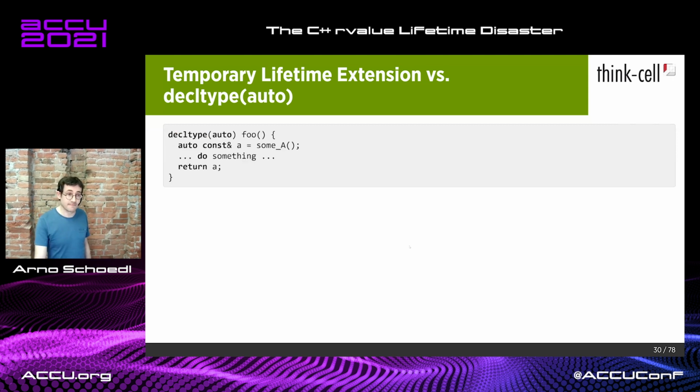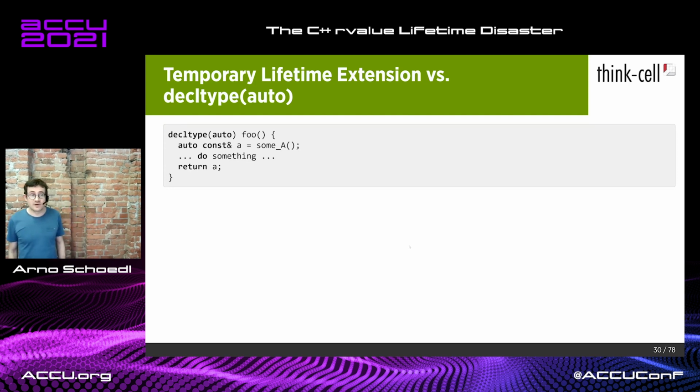A bit problematic. So one simple idea would be, well, why not use the temporary lifetime extension, right? It kind of does the right thing. We said it's kind of the automatically doing the right thing functionality. And indeed, the auto const reference in that function, in case someA is returning a value, would stay in scope. We wouldn't get a dangling A.